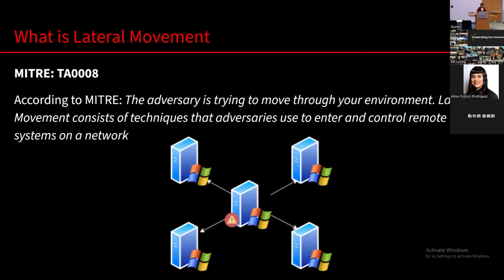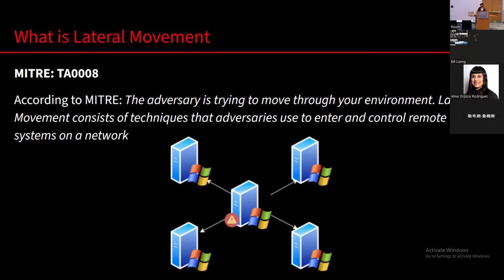Before we move into lateral movement, I wanted to give a definition of it. According to MITRE, the adversary is trying to move through your environment. Lateral movement consists of techniques that adversaries use to enter and control remote systems on the network. I think that's pretty self-explanatory: adversaries are going from one point to another and obtaining control within your network. For the context of this talk, the systems in question are going to be Windows workstations, Windows servers, any sort of Windows endpoint.